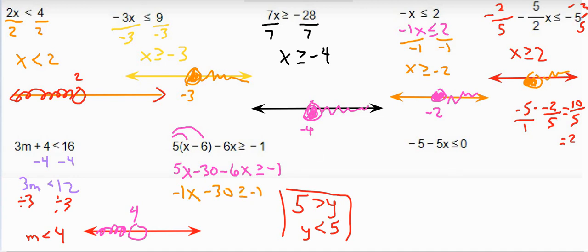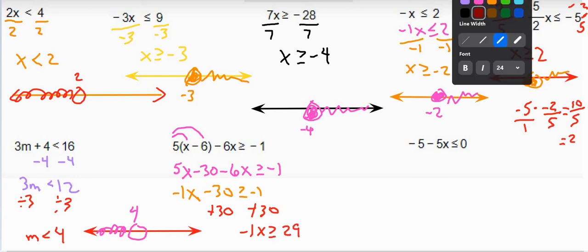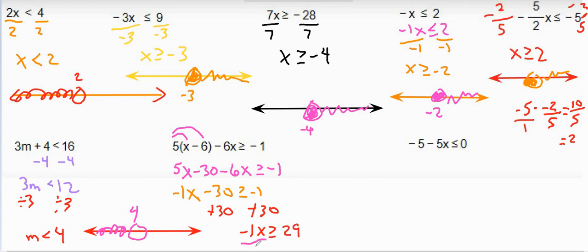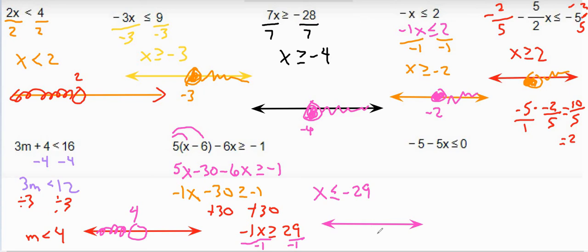I'm going to delete that stuff in the red box. Now I'm going to get rid of the stuff that's on the same side of the letter but not touching it. That's the negative 30, so I'm going to add 30 to both sides. That gives us negative 1x is greater than or equal to 29. Divide both sides by negative 1. And we are going to flip the inequality because the negative was on the same side of the letter when we multiplied or divided. So we're going to have a closed circle at negative 29, and we are going to color it to the left.